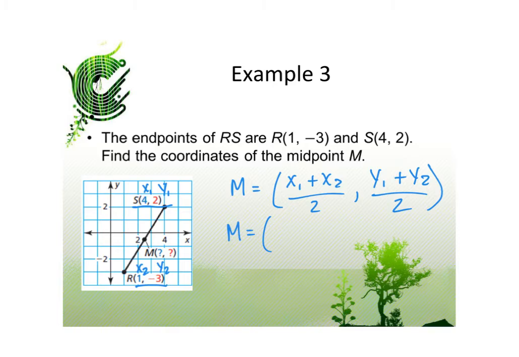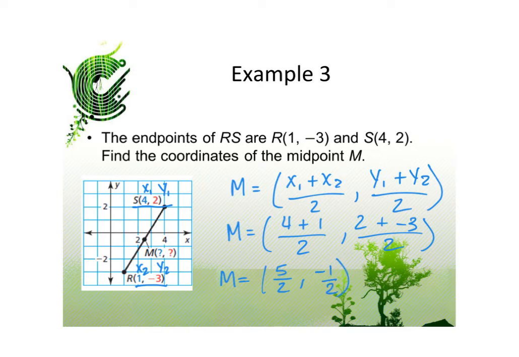Okay? So our x1 is 4 plus x2 is 1 divided by 2. And our y1 is 2 plus, and our y2 is -3 over 2. Okay? So now our midpoint is 4 plus 1, which is 5 over 2, and 2 plus -3, which is -1 over 2. Okay? And if we look at our image, that should make sense. 5 over 2 is just over 2, so around 2.5. That looks good. And then we were going down a half, which makes perfect sense. That's where our M is located. Okay?